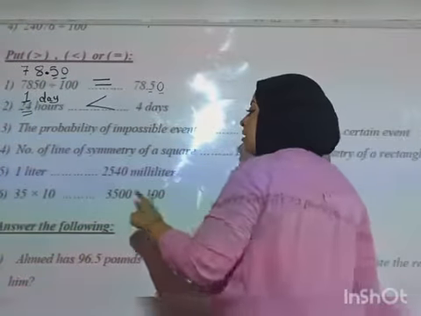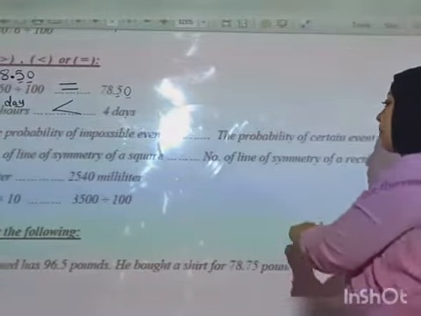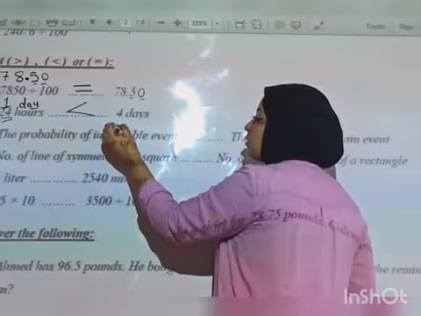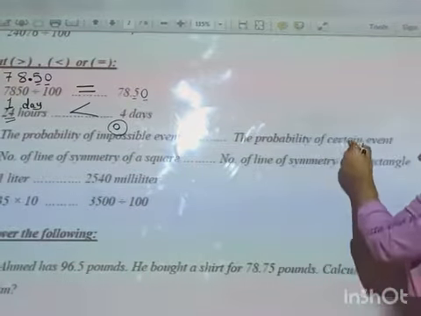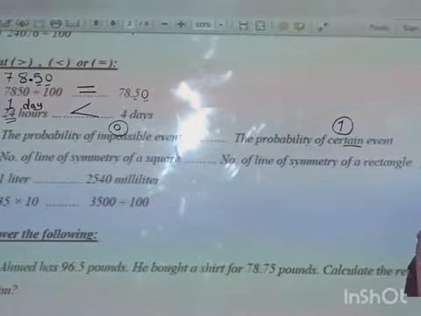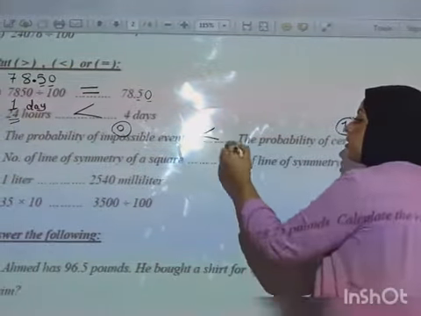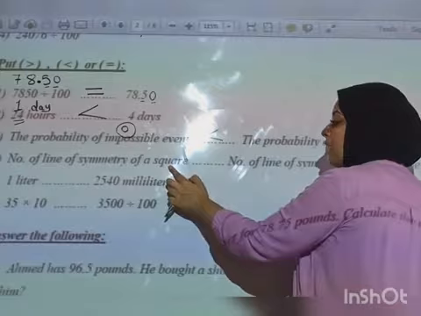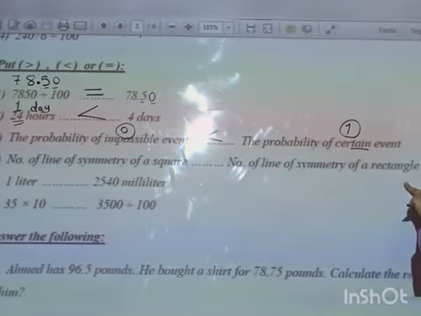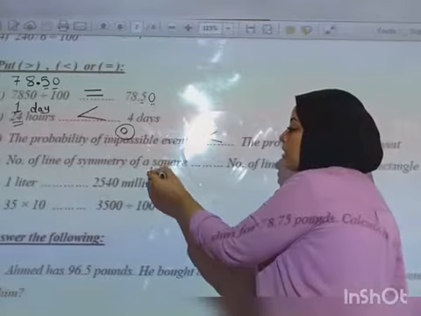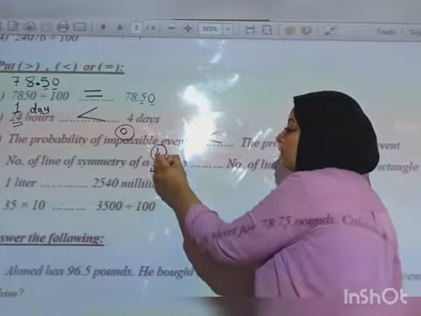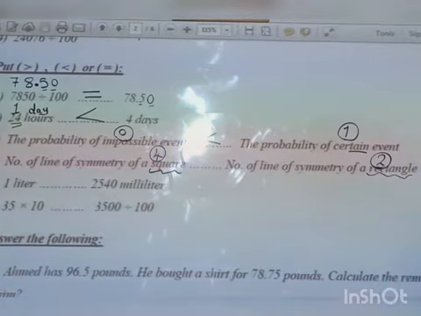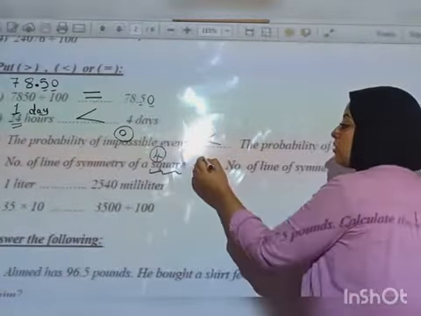Number 3, the probability of the impossible event or the probability of the certain event. The impossible event equal 0, but the certain event equal 1. So which is greater? Sure, the certain event. Number 4, number of line symmetry of the square or number of line symmetry of the rectangle. The square has 4 lines of symmetry, but the rectangle has 2 lines of symmetry. So which is greater? Number of lines of the square.